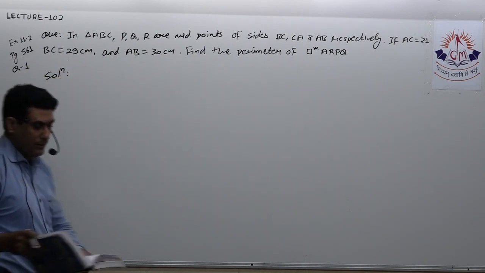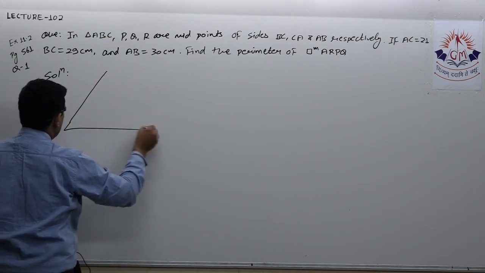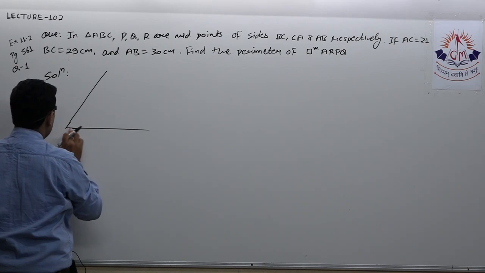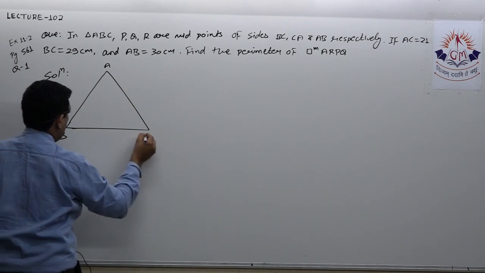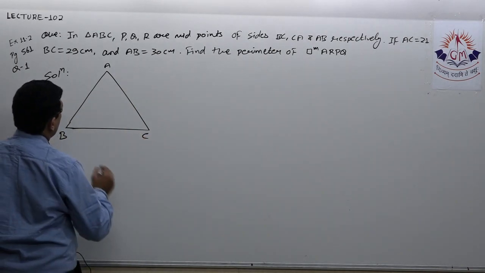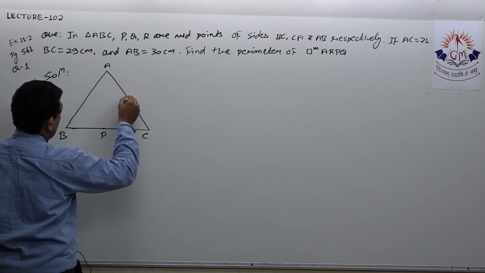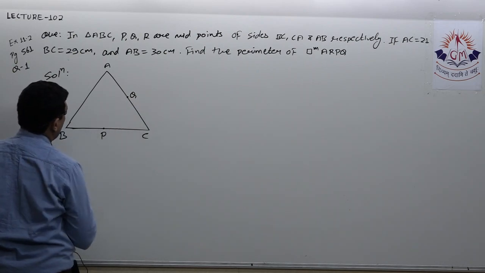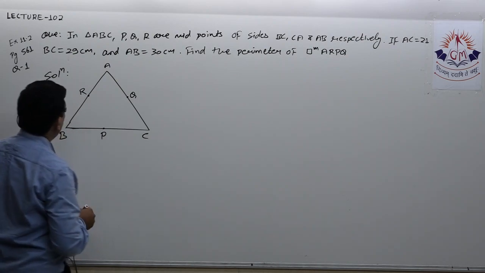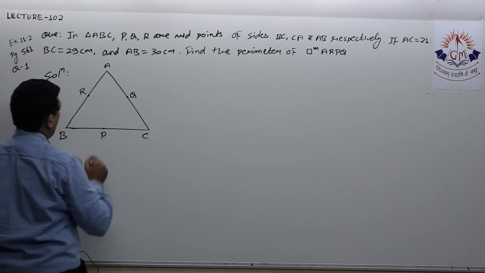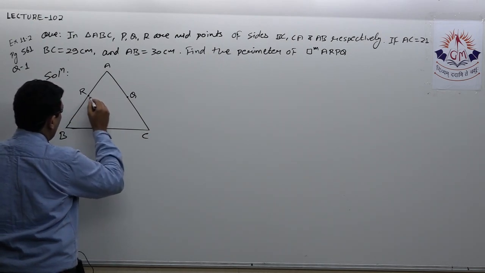It is given ABC is a triangle. So let this be the ABC triangle. P, Q and R are midpoints. P is midpoint of BC, Q is midpoint of CA and R is midpoint of AB. The lengths of all three sides are given. We have to find the perimeter of parallelogram ARPQ.